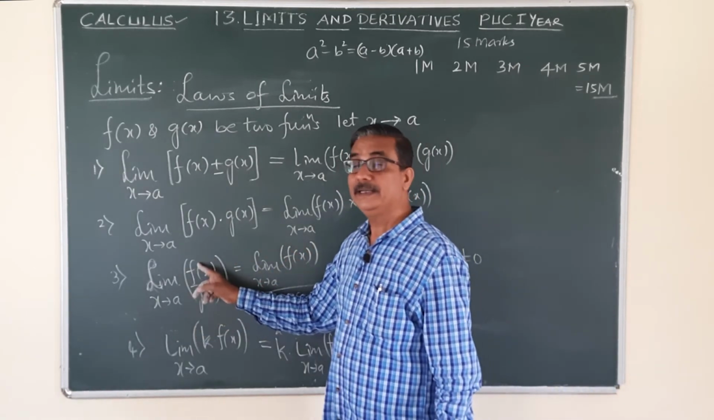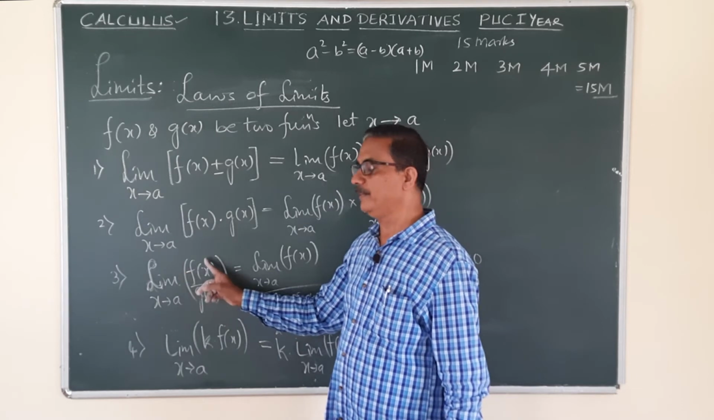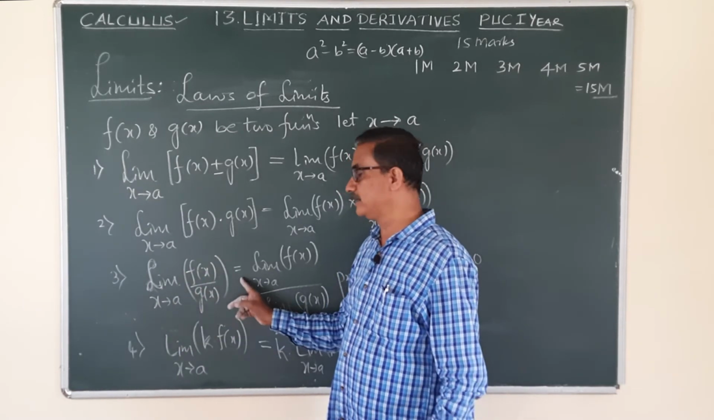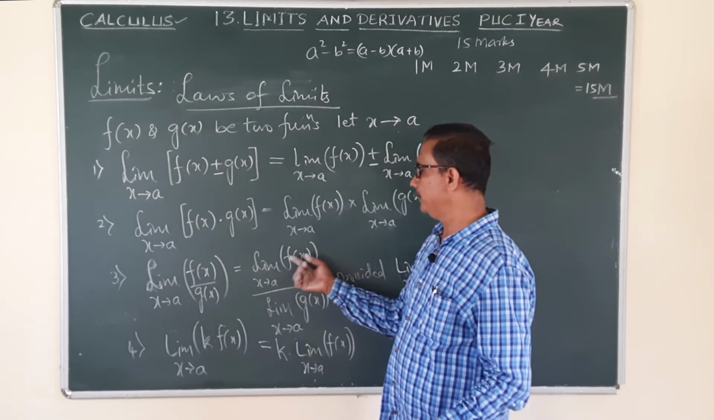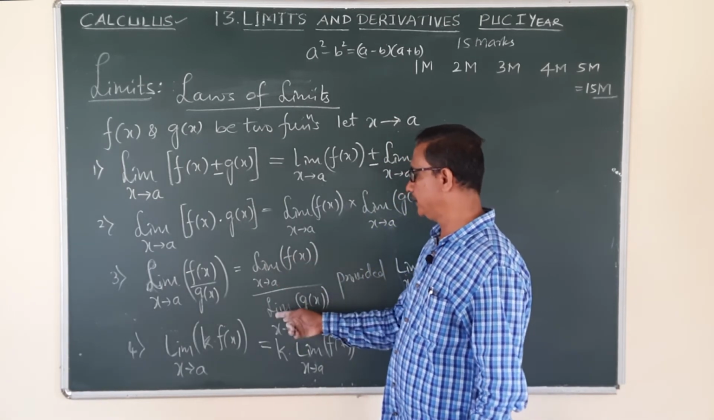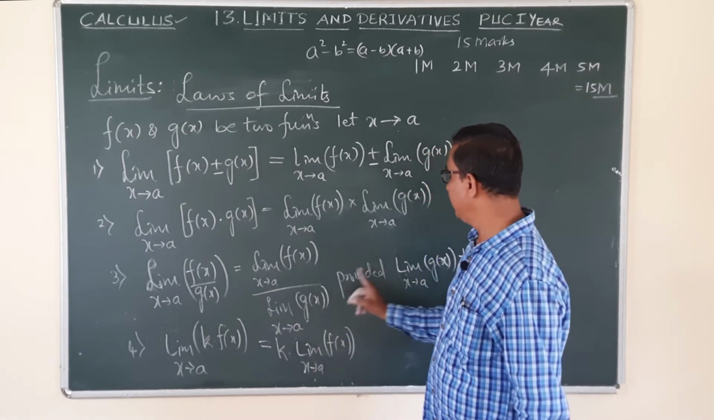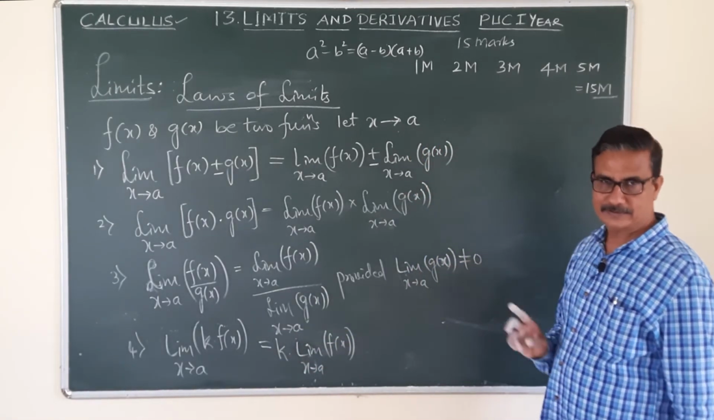Whereas the third one, division of two functions: the limit of f of x divided by g of x as x approaches a is equal to the limit of the numerator divided by the limit of the denominator as x approaches a, provided the denominator is not equal to 0.